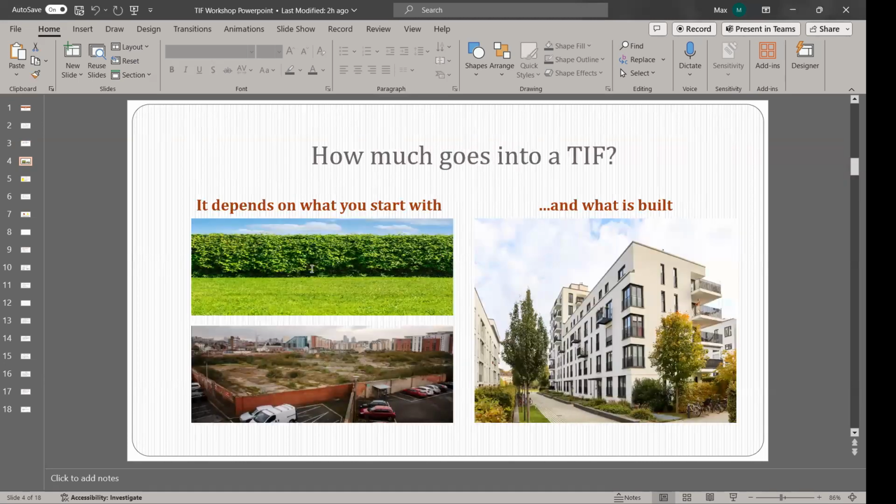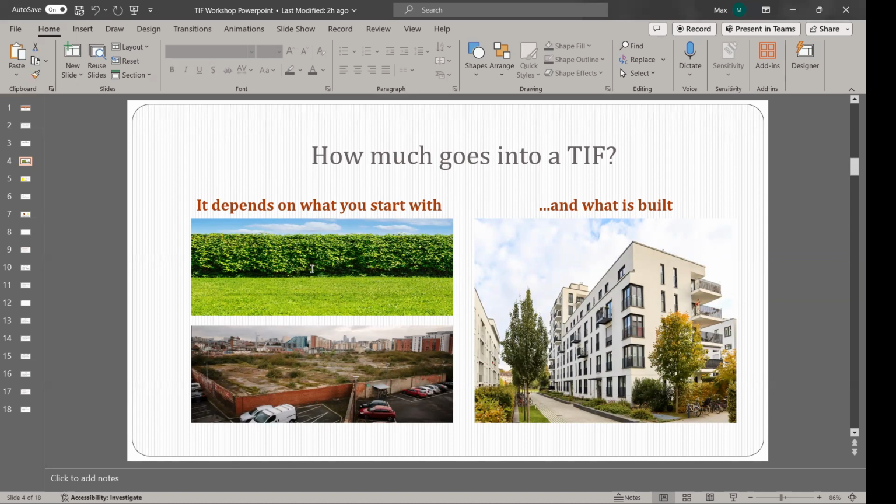Now, how much actually goes into these programs? Well, it depends where you start. The 2 most common things you're going to have in your TIF district is either an undeveloped parcel, like that green area you see on the top part, or a blighted or brownfield site like you see on the bottom left there. These are parcels that have very little value at the time you're looking at it, mostly just going to be based on the land.